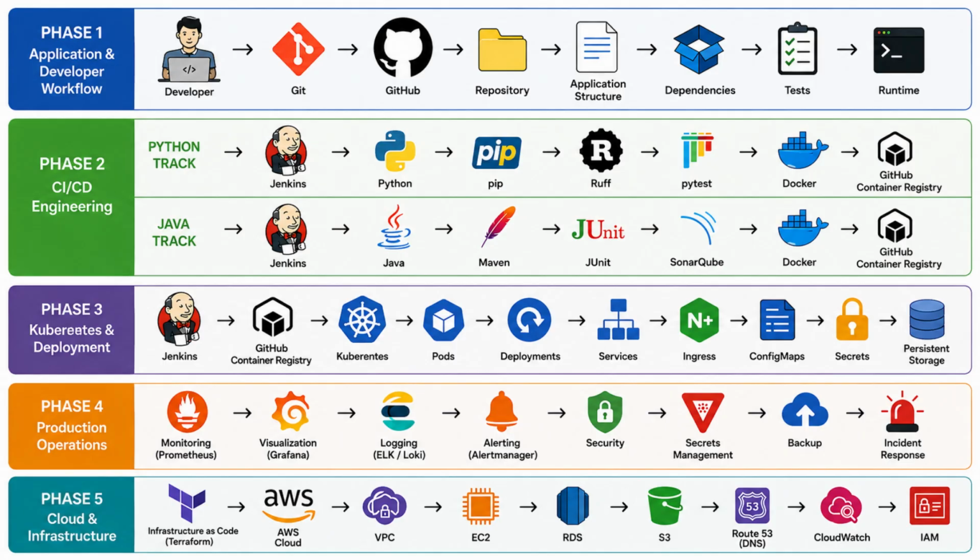Phase 1 is where it all begins, application and developer workflow. Before we start automating anything, we first need to understand the application we are going to work with. So in this phase, we will follow the journey of an application from the developer's machine to GitHub, and then step into the role of the DevOps engineer. We will look at the repository, understand the application structure, any dependencies, run the test, and verify that the application actually works in our environment. Once we establish that foundation, we will be ready to move into phase 2, which is the CI/CD. So with the roadmap refreshed, let's get into phase 1.